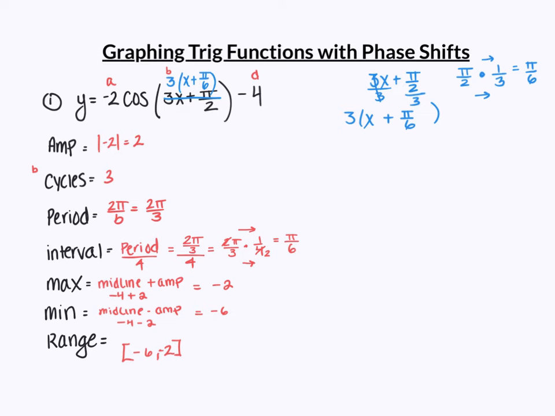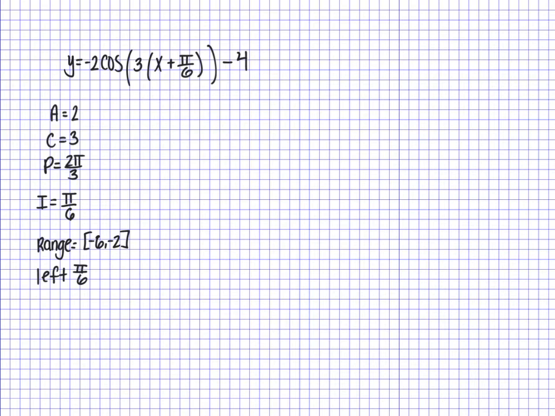And the last thing I didn't ask you to find is, what direction is this phase shift? Well, since we have a plus pi over 6, we know that we are going to go left, opposite, pi over 6. So this is just some extra information that we're going to use to graph. Okay, so now I think we're ready to graph.